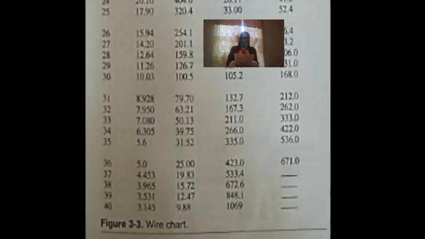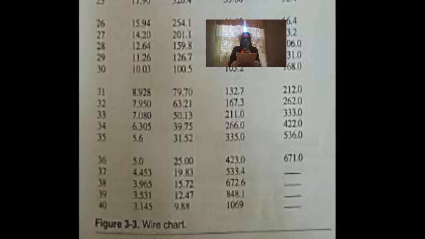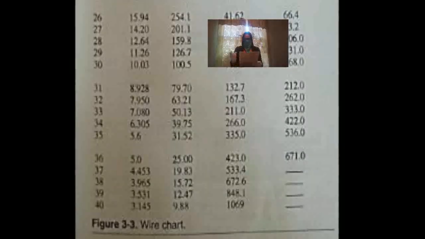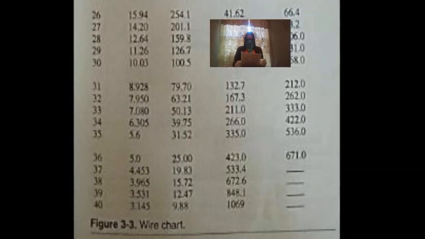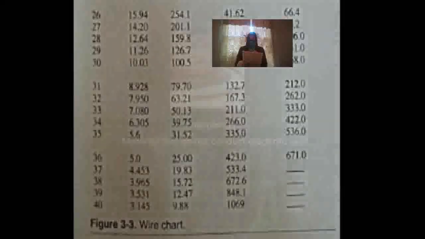Wire charts commonly express the electrical values for conductors solely based on their size in CMILs. To determine the current carrying capacity or resistance value of a rectangular conductor, the rectangular conductor must be converted to circular mils.